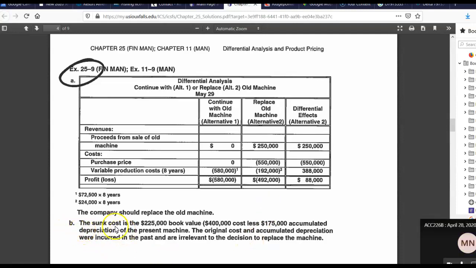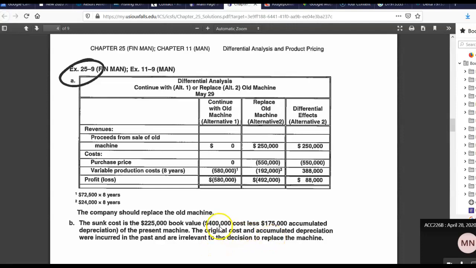Right here in letter B, this sunk cost. What everybody does is they say, well, we had $400,000 into this thing, the old one. But the deal is, and this is what you have to remember, if we're looking at this decision today, the 28th of April, all we can do is look at what we're doing today and going forward. Everything that happened on the 27th and earlier, there's nothing we can do about that anymore. That's a sunk cost.